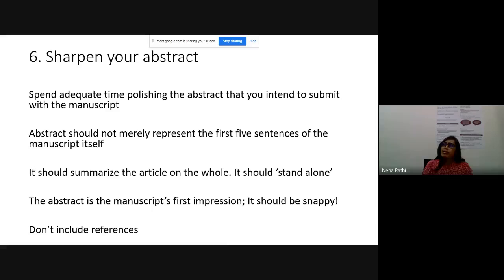Abstracts are generally written at the end. After you finish the manuscript, then you write the abstract. The abstract should not merely represent the first 5 sentences of the manuscript. It should summarize the article as a whole. It should stand alone, so that if you read the abstract, you know what the study is all about. The abstract is actually the manuscript's first impression, and first impression is last impression. If your impression is not good, you're gone. So definitely it should be snappy. And very important, don't include references. Never.